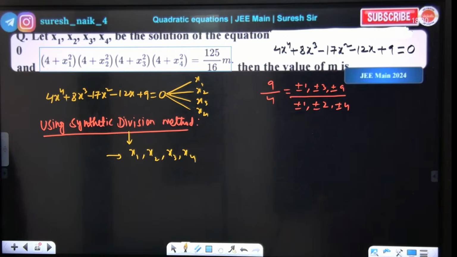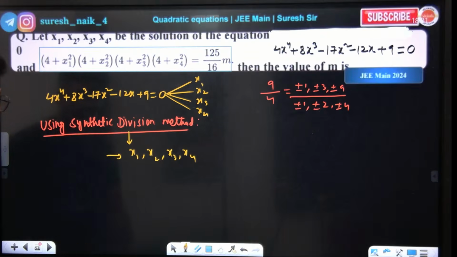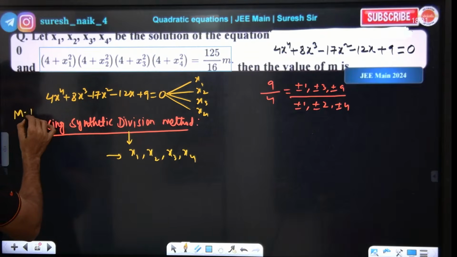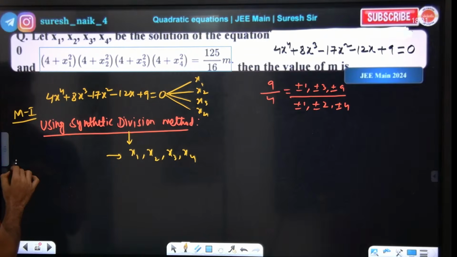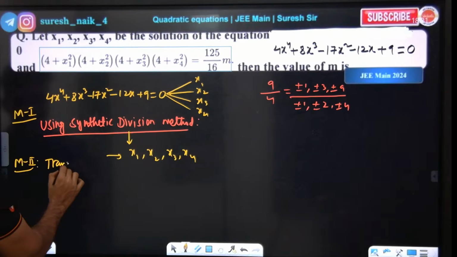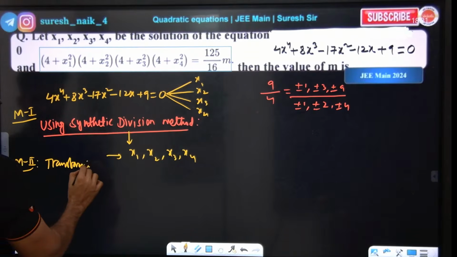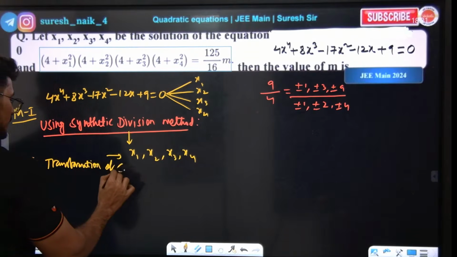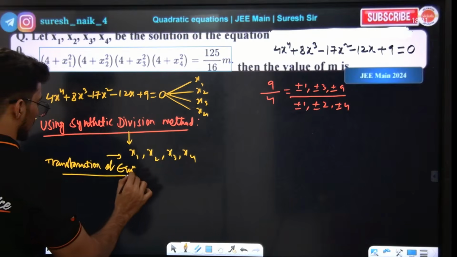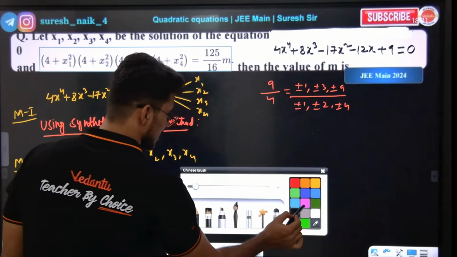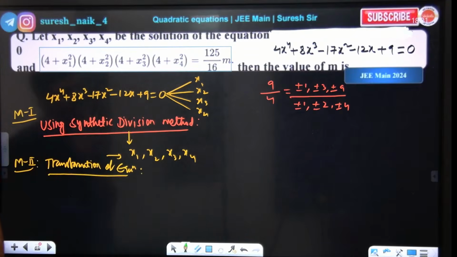Yes or no? Can we do transformation of equation? Sir, this is method number 1. What is method number 2? You need to try this, guys, I will give a hint. Method number 2 is transformation of equation. Okay? How do we do transformation of equation?